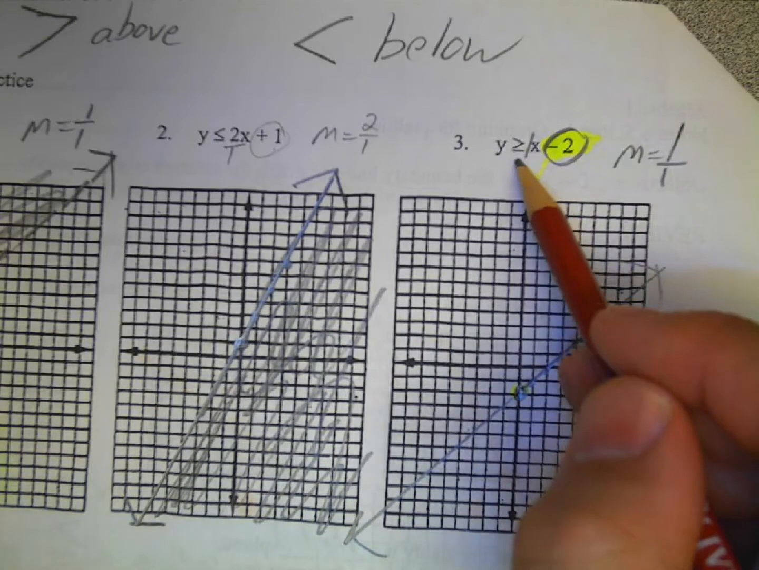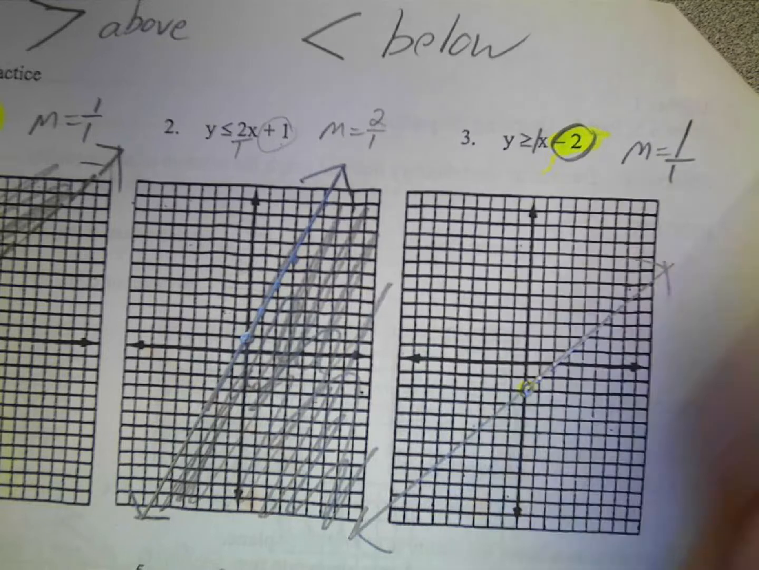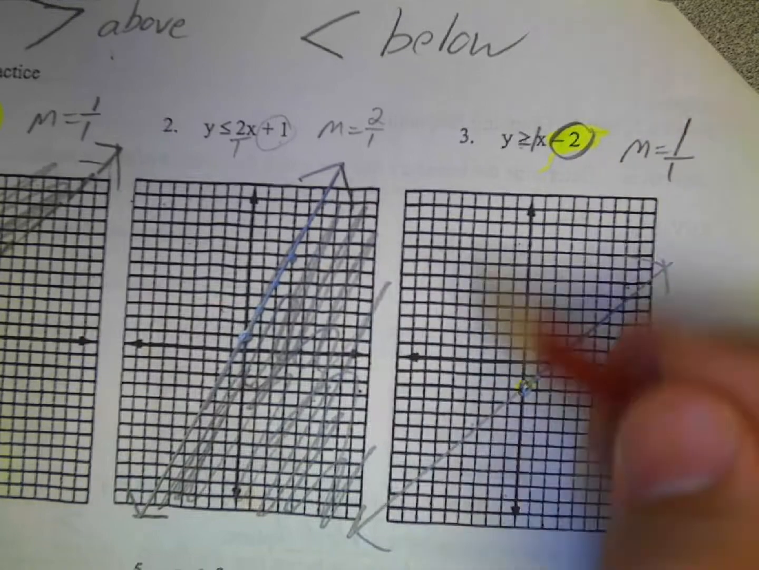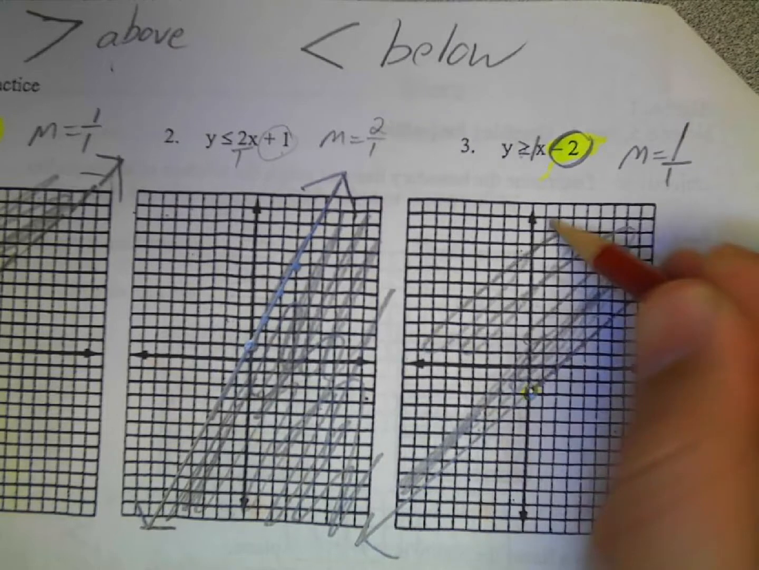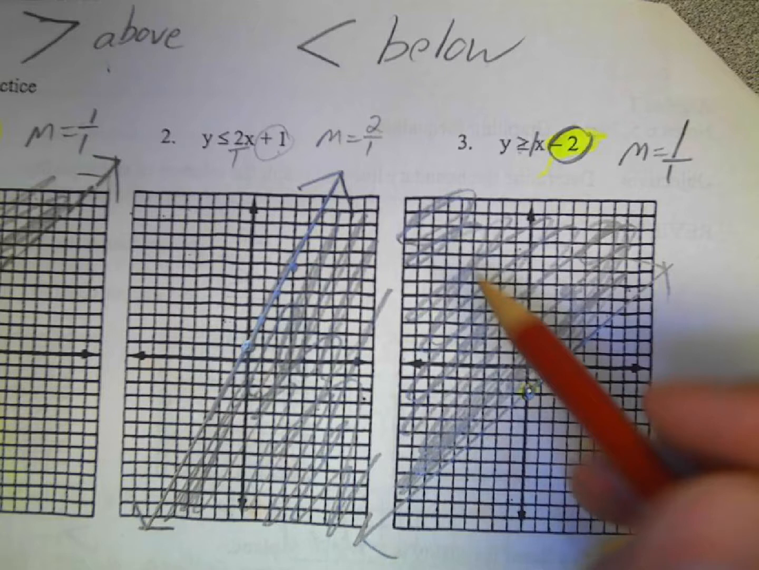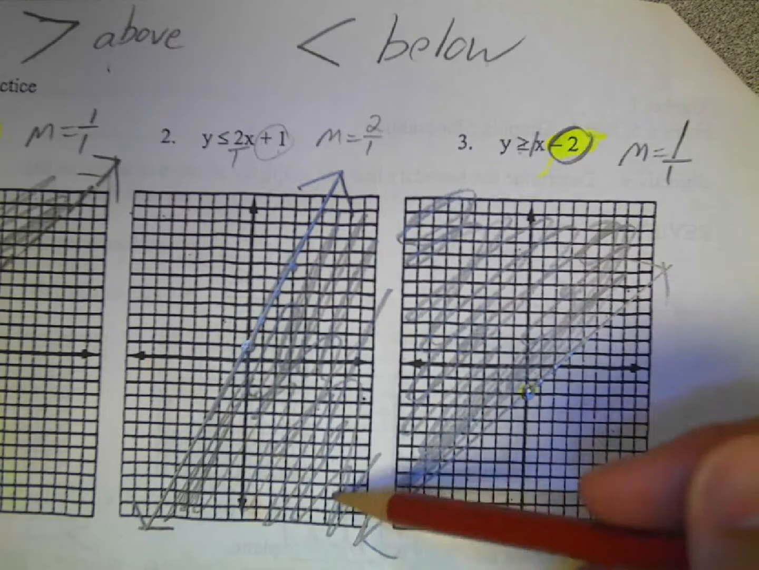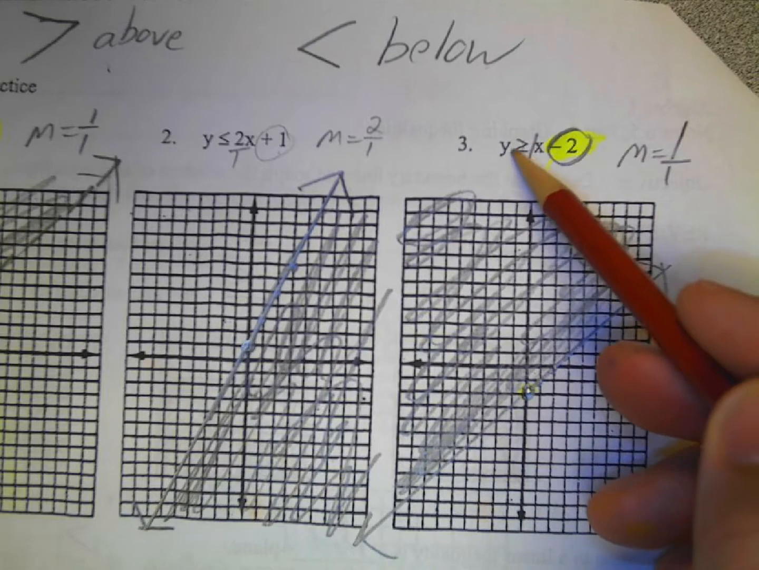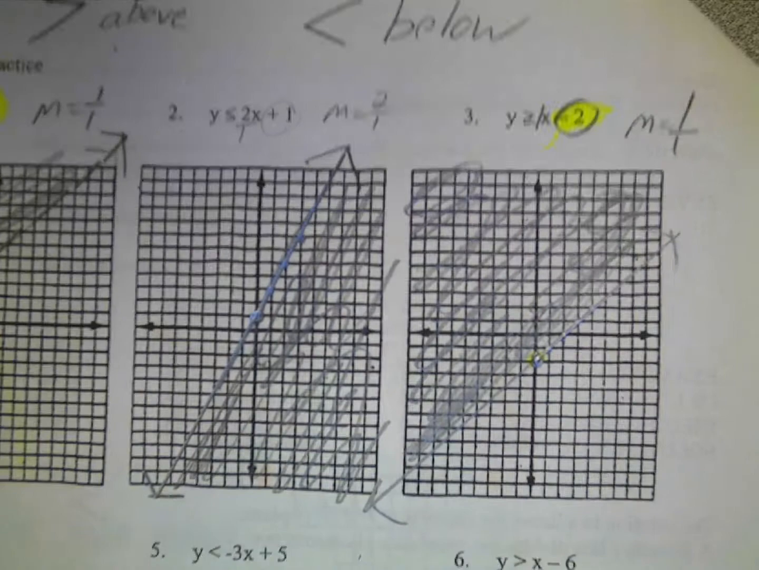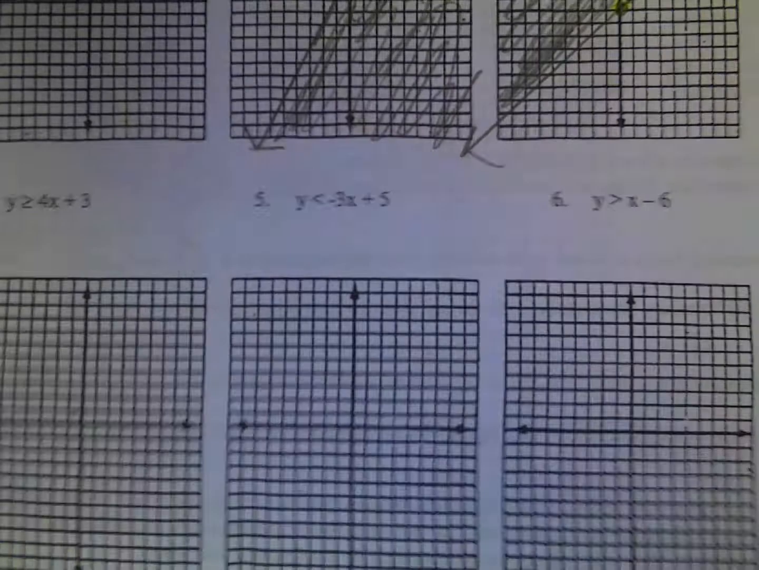You should look first, but my line is solid because it's greater than or equal to, right? So I have a solid line, and greater than means above. So I'm going to shade above. Less than, I'm going to shade below. So in number 2, I had a less than symbol, that's why I had to shade below the line. Number 3, I have a greater than symbol, I'm going to shade above my solid line. Alright? Let me do one more example, and I'm going to do number 5. And I'm going to let you try 4 and 6, okay?